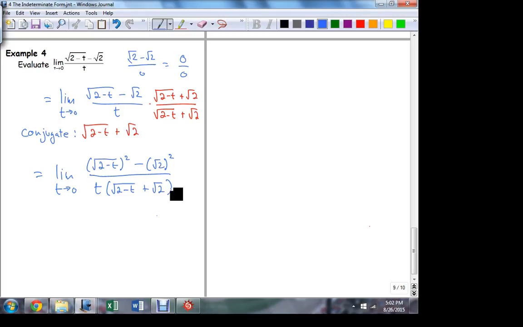What's the square of the square root? Yeah, this is the cancellation, right? The square power cancels the square root. So 2 minus t for the first radical, the square root of 2 squared is 2. Now, magically, the only thing I have left in the numerator is the common factor with the denominator.